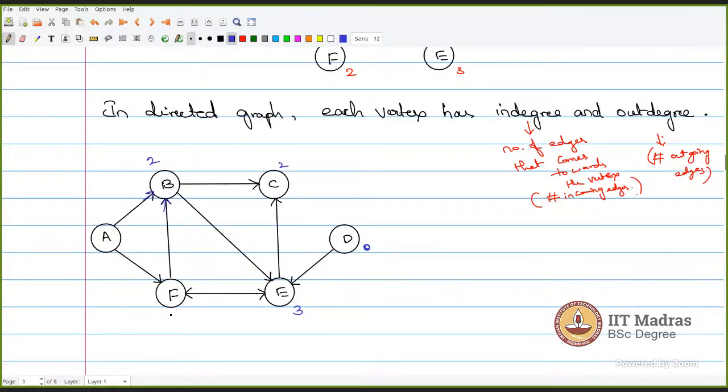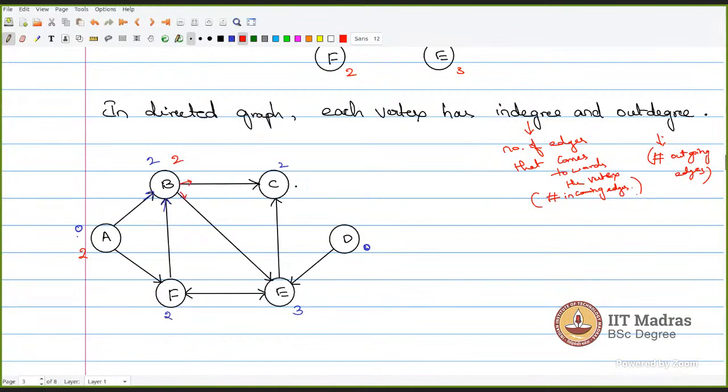What is the in degree for F? 2. For A? 0. Now let us compute the out degrees also. Number of out degrees for A? 2. B? 2. See, here one, here another.